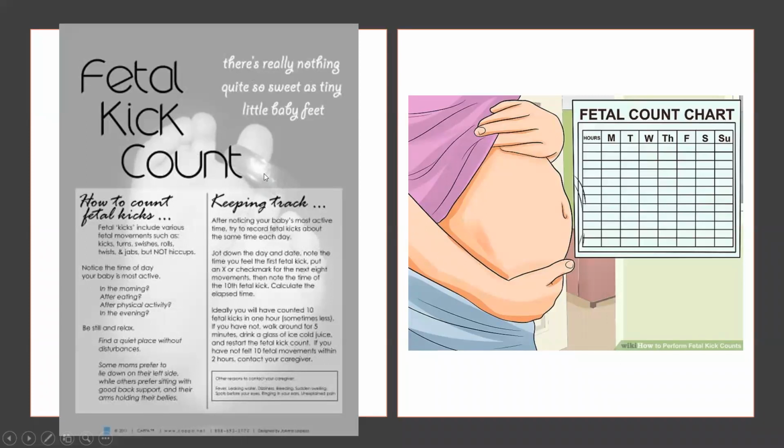Here's a little example of how to do a fetal kick count. And I'll leave this here. You can stop the video and read this, and just a little chart of keeping track of it. But being able to give this education to your mom is very important, especially as a triage labor and delivery nurse.